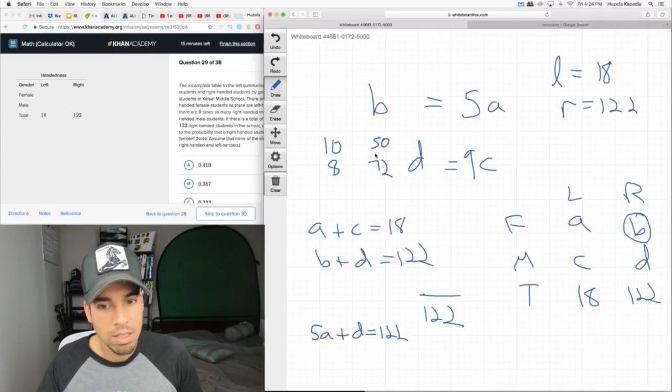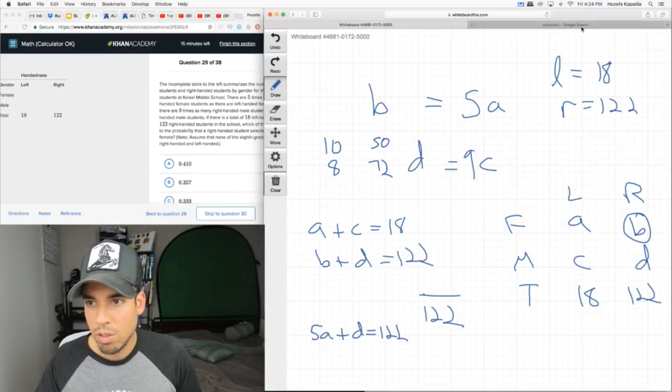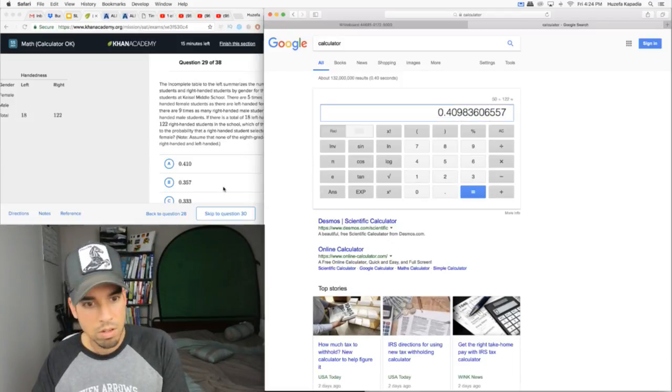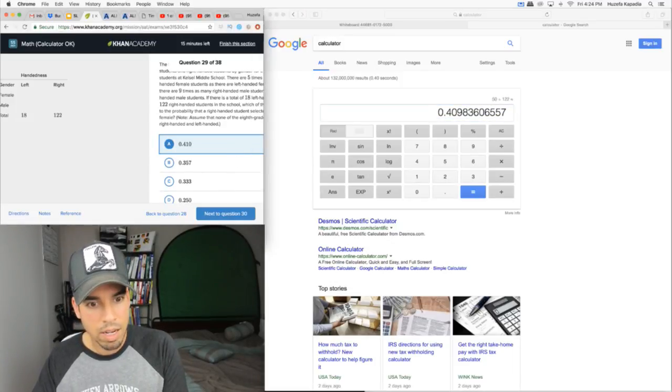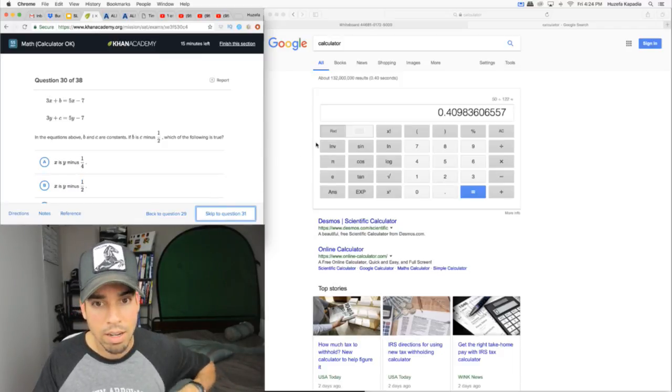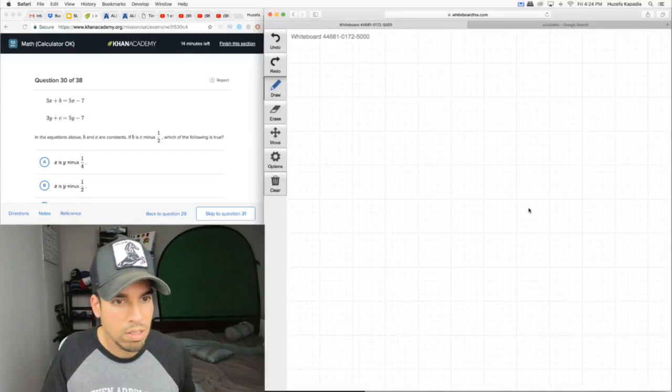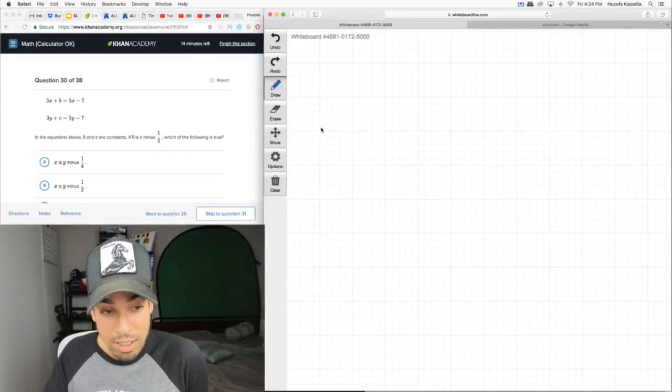So that means in this case, 50 right-handed female. So it's 50 divided by 122. I do not know how I just did that. Okay. I guess it's that. Oh my God. If I got that right, I still have no clue how to actually set that up properly as a system. That was super hard. I don't know. Okay, let's just keep going.